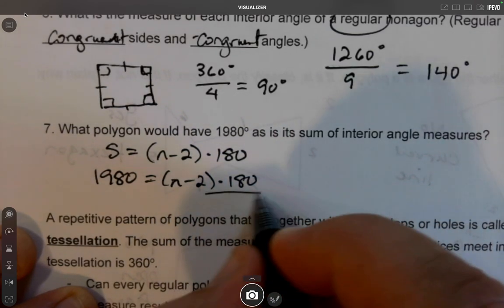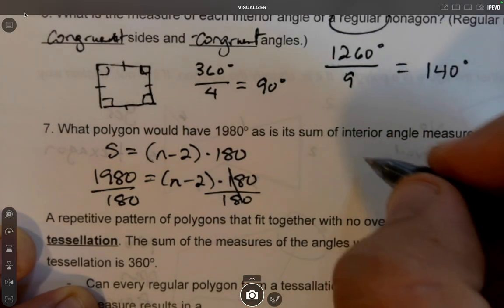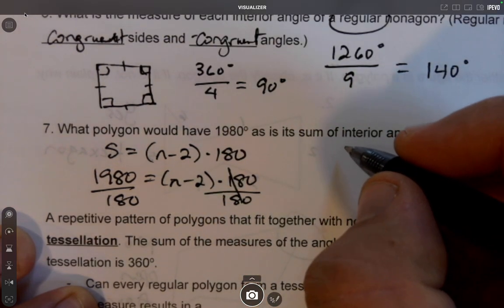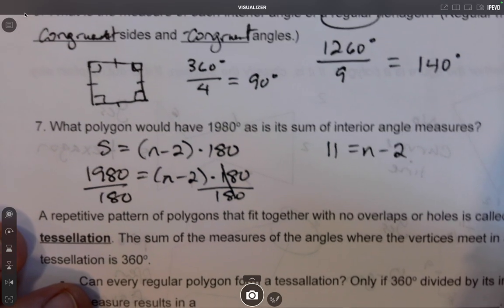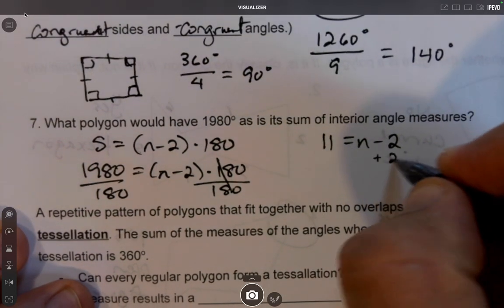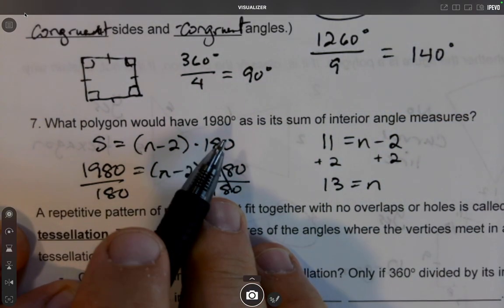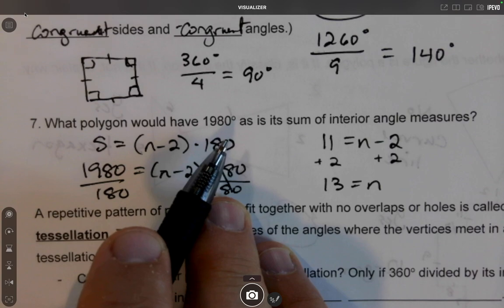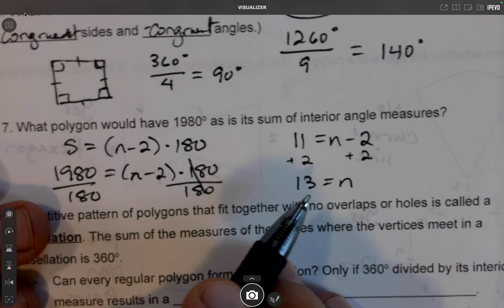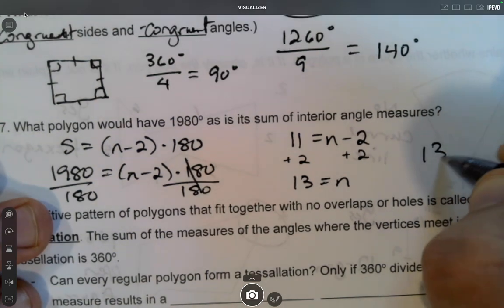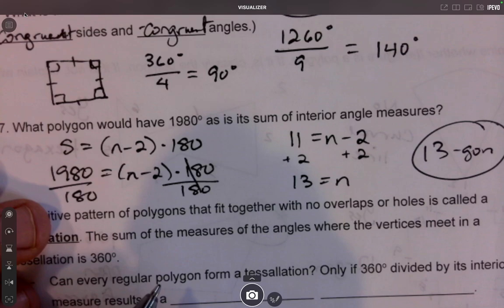Then we divide both sides by 180. That gives us 11. So 11 equals n minus 2. Then I add 2 to both sides. So it turns out that if the sum of all the interior angles adds up to 1980, that shape must have 13 sides. So it is a 13-gon that has that as its total angle measure inside.